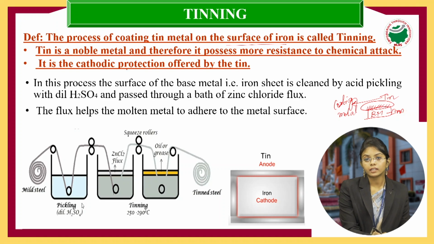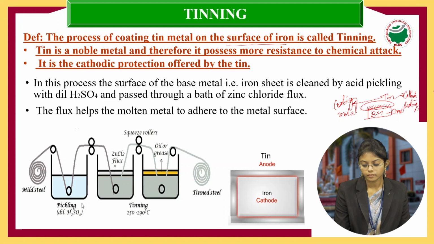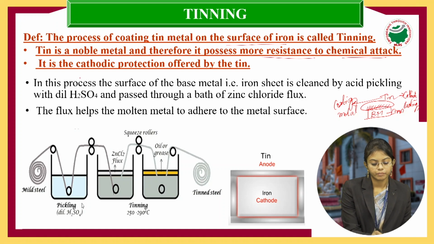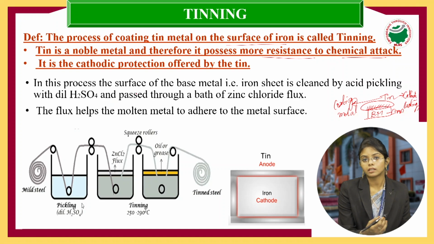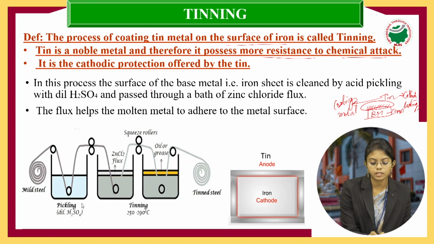Now tin is a noble metal. If it is a noble metal, it comes under cathodic protection, cathodic coating. As we are using a noble metal, it comes under cathodic coating. Therefore, it possesses more resistance to chemical attack. Now, in this process, same as galvanization, first we clean the metal and dip it in the molten solution, and then tin is applied, and again it is passed through hot rollers so that excess tin will be squeezed out. We'll see the process in detail.